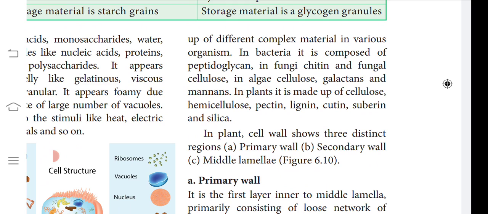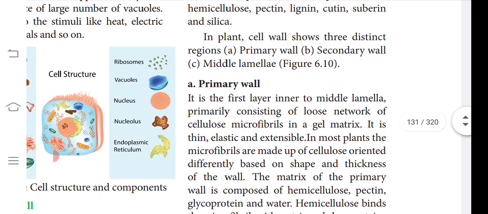In bacteria, it is composed of peptidoglycan. This is important. Bacteria cell wall is made up of peptidoglycan, fungi, chitin, fungal cellulose, and algal cellulose, galactans, and mannans. In plants, it is made up of cellulose, hemicellulose, pectin, lignin, cutin, suberin, and silica.